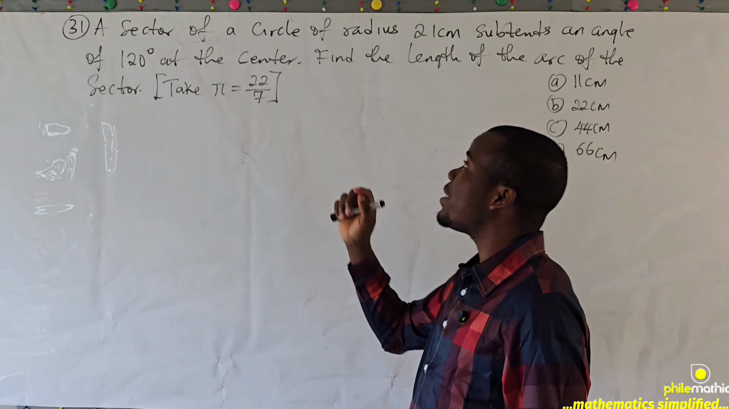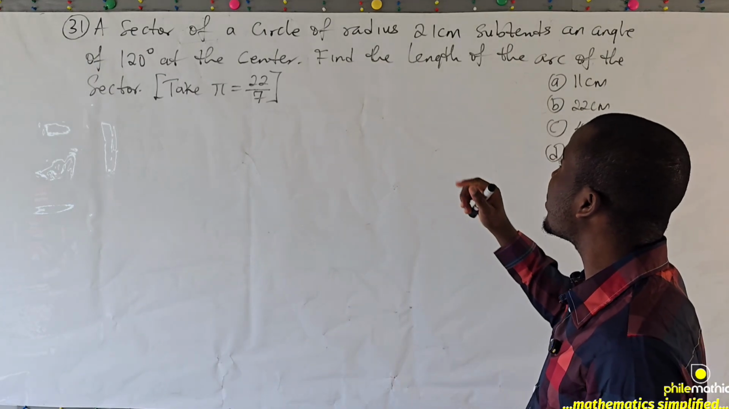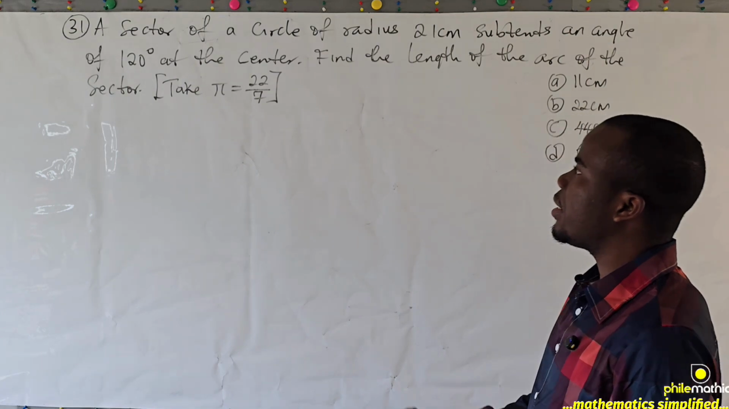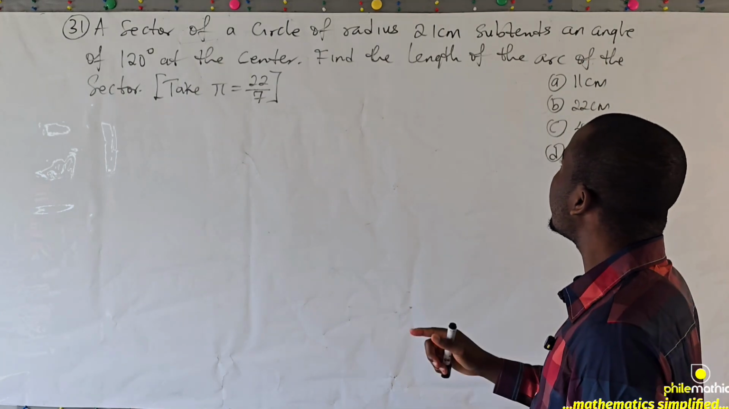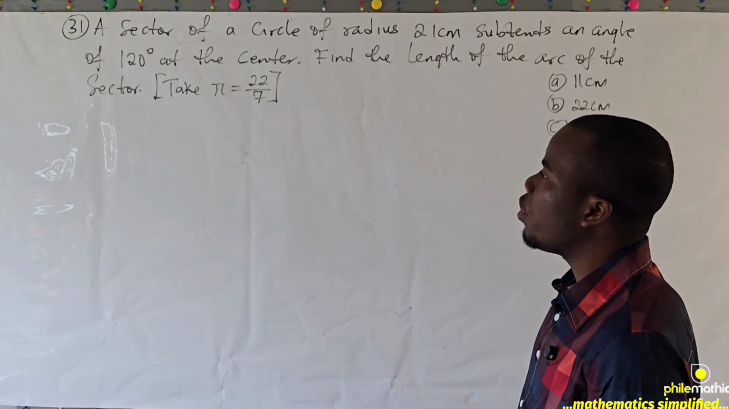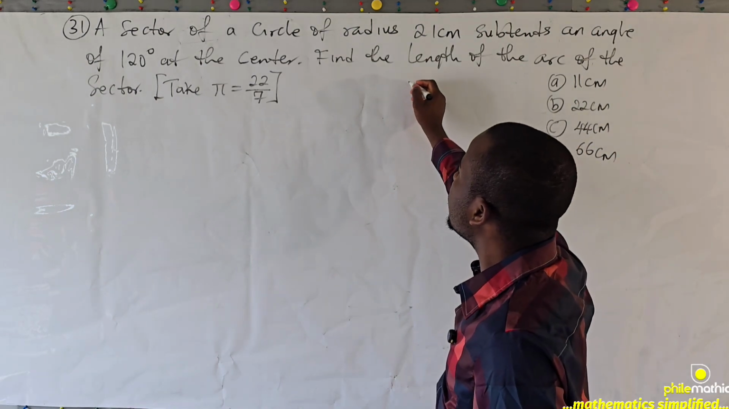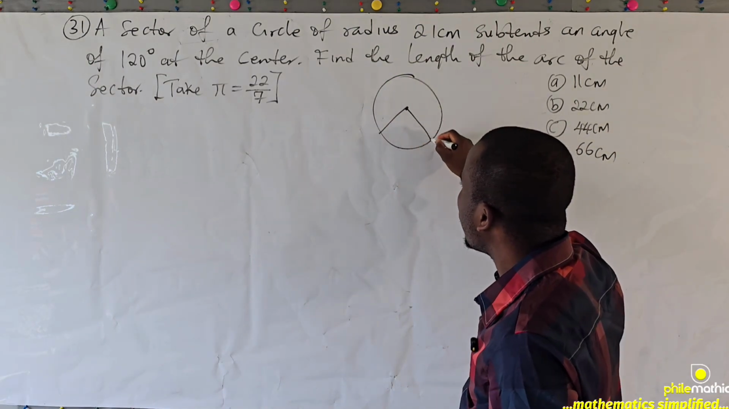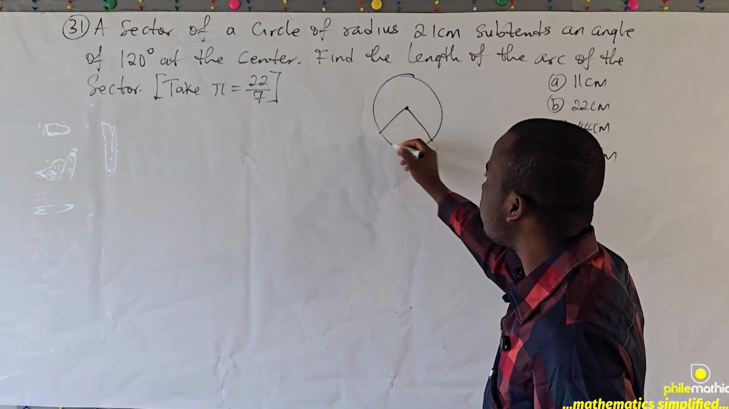The sector of a circle of radius 21 cm subtends an angle of 120 degrees at the center. Find the length of the arc of the sector. Remember, a sector is just part of the circle. So this is the sector.